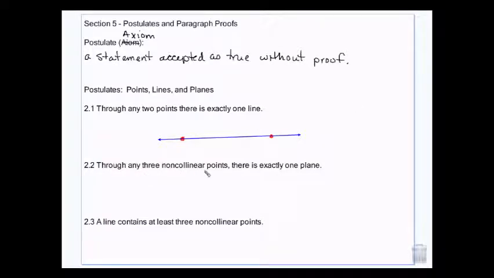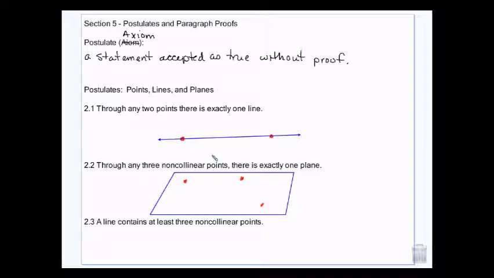Through any 3 non-collinear points, there's exactly one plane. So if I have just any 3 non-collinear points and I'm connecting them, it'll be with a plane. And there's only one plane, like if I took a piece of paper and drew 3 dots on it that are not in a line, the paper would be the plane. If I brought in another piece of paper and went like this, it's not going to go through the 3 points or the 3 dots. Does that make sense?